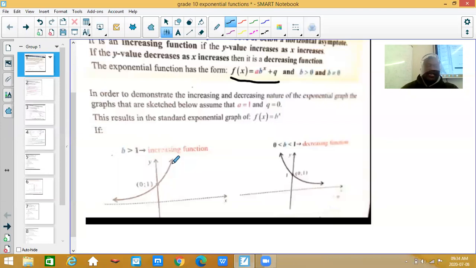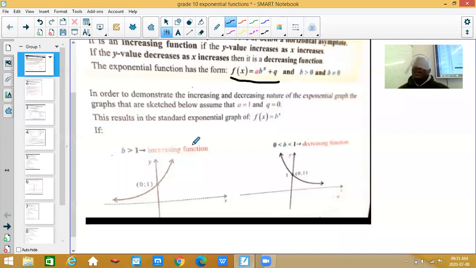Now, when we look at the gradient, if we start from there, we say change in y, which is negative, over negative, that will be positive. This is an example of an increasing function. It looks like this. It goes on. Now, our line of asymptote is going to be the x-axis, and then it goes up to infinity.